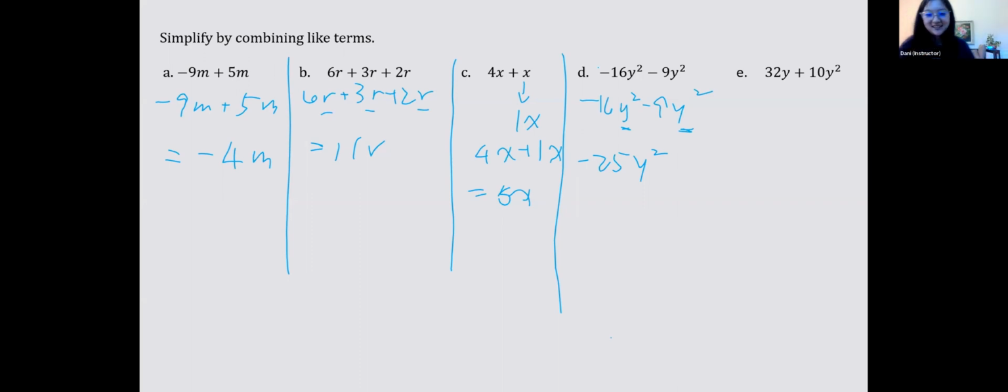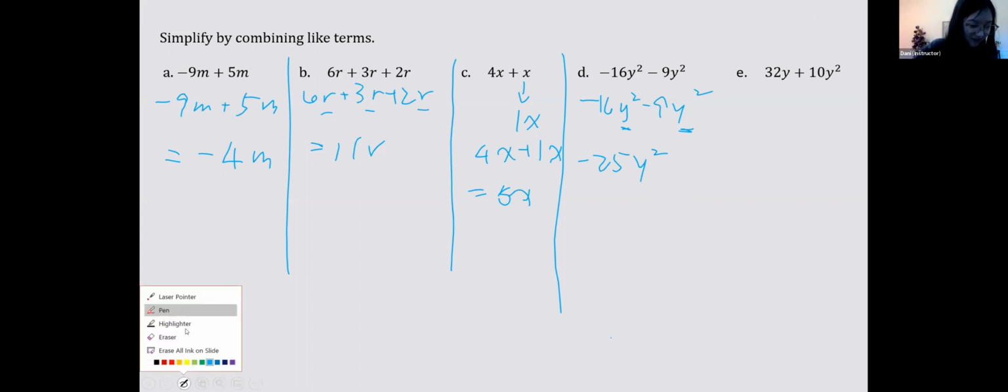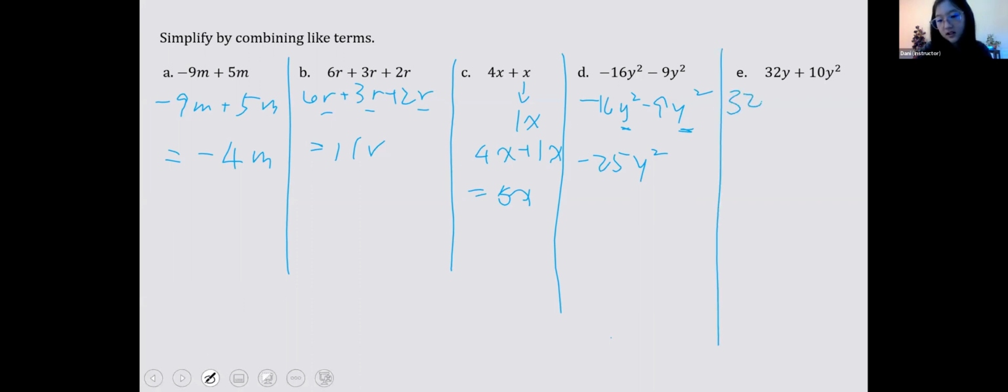Okay. So here, let me get the pen. Okay. So 32y plus 10y squared. And here we notice that y and y squared are not like terms, so we cannot combine them. So this is already the simplified form. We can't simplify either, so we just keep it as 32y plus 10y squared because these two are not like terms.